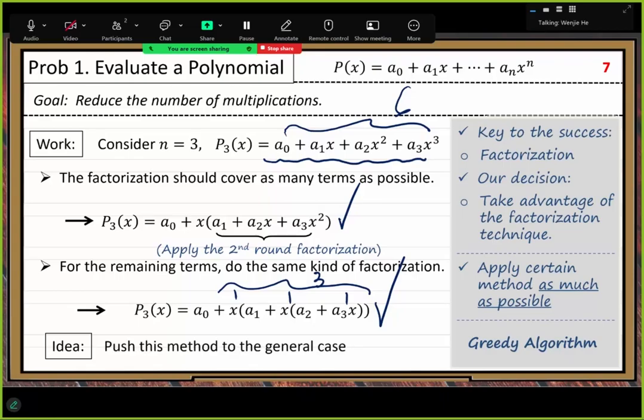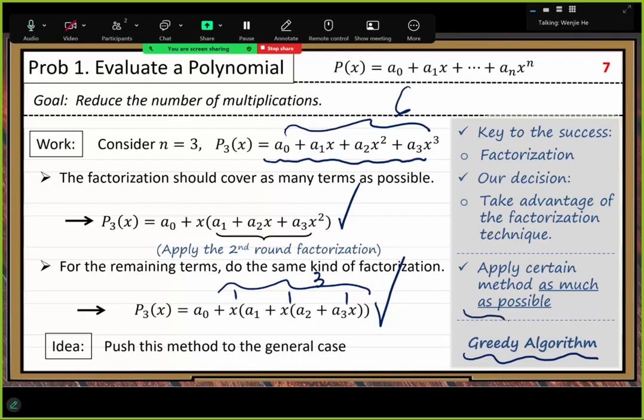Because next we need to move to the general case, before we do, let me do a summary here. Why can we get this big improvement? We can treat it as a big improvement because we apply the effective factorization method to the extreme, as much as we can. That approach has a special name. We call it the greedy algorithm.